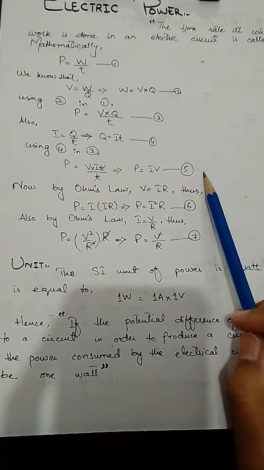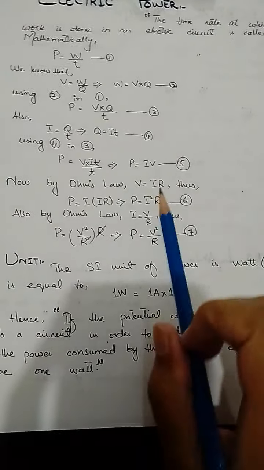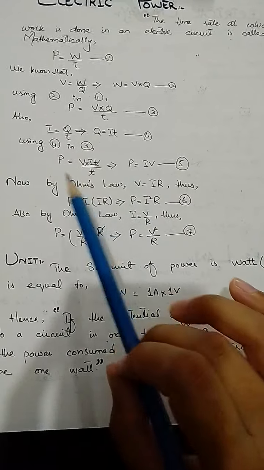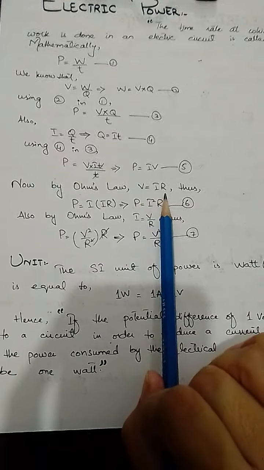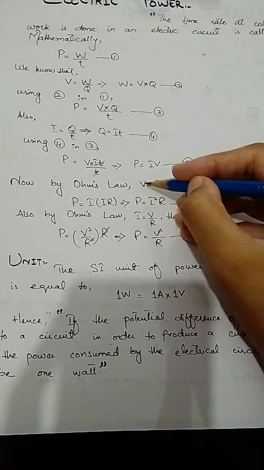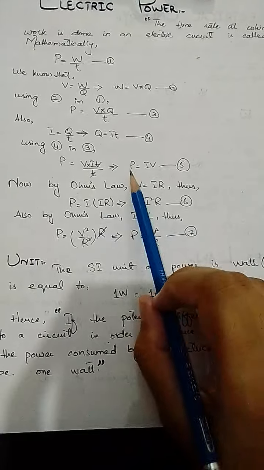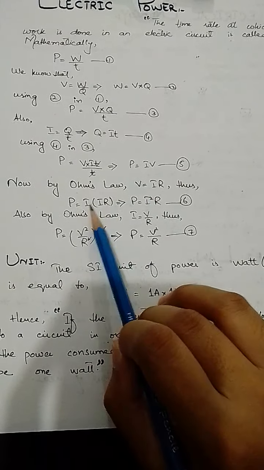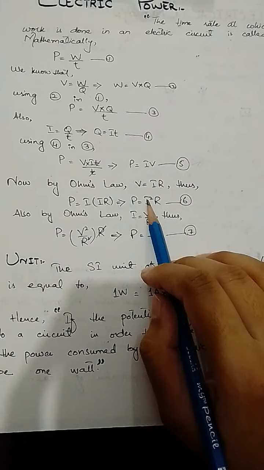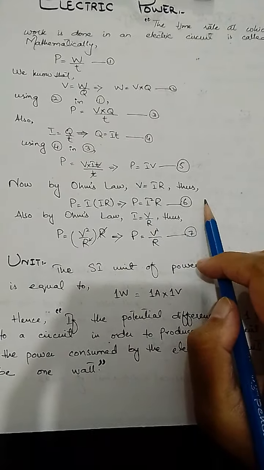Okay. This is the second equation for power. We can also transform this further. Now, using Ohm's law, V equals IR. यहाँ पर हम just simply क्या करेंगे, V की जगह IR put करेंगे. So P equals I into, V की जगह IR put कर देंगे. So I and I would give us I square into R. This is the third equation for power.